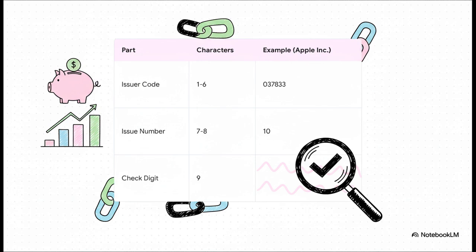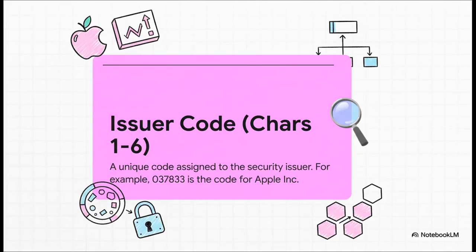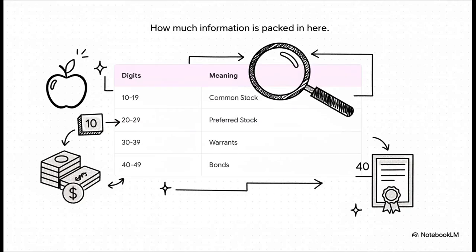So this 9-character CUSIP, which is right there in the middle of Apple's ISIN, also has its own 3-part structure. It tells us who issued the security, what type of security it is, and yep, it even includes its own little error-checking digit. Those first 6 characters identify the issuer. In this case, 037833 is the unique code for Apple Inc. itself. Every company, city, or government that issues securities gets one of these. And this is just brilliant. It shows how much information is packed in here.